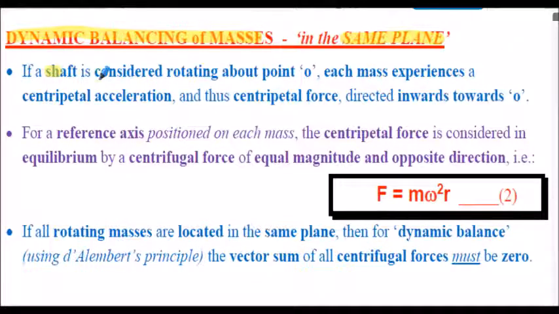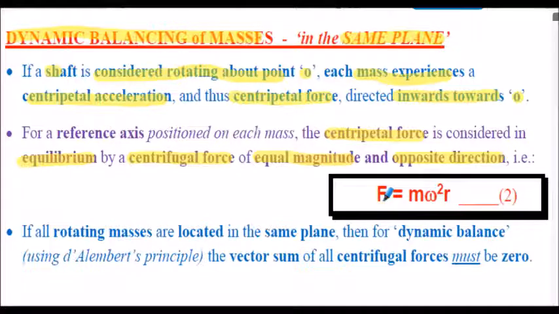So if a shaft is considered rotating about the point O, each mass experiences a centripetal acceleration because it's rotating now. We know that the centripetal force is always directed inwards towards the origin. We know we have to have a centripetal force if we want circular motion. Each mass will experience this centripetal force as it rotates, because it's always being pulled inwards around the circle. But if we want to use this concept of equilibrium, we can then consider a centrifugal force of equal magnitude but opposite direction, acting outwards.